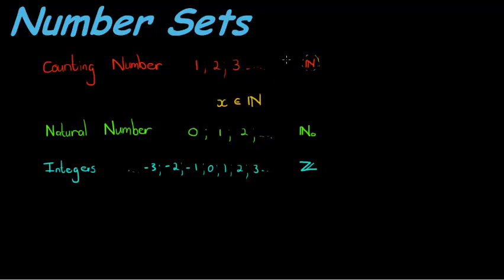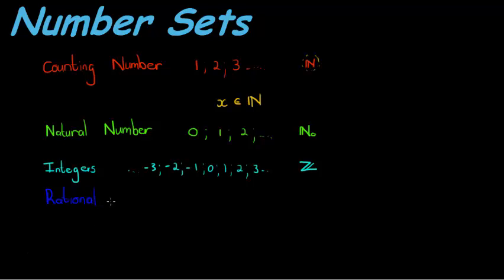Now we've looked at all the possible types of whole numbers we can get. Whole numbers obviously being numbers without a decimal. So what if I do have decimal numbers? Well, there are two types of decimal numbers that we get. We get, for example, the rational numbers.